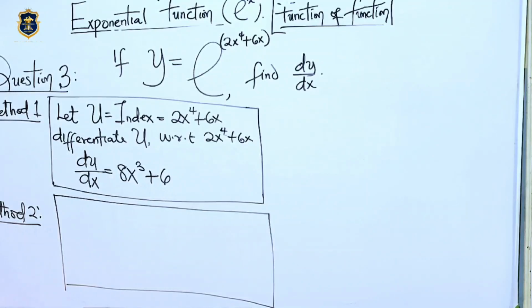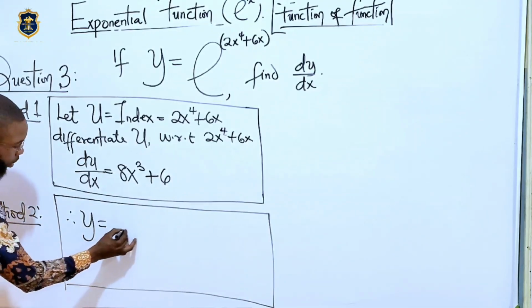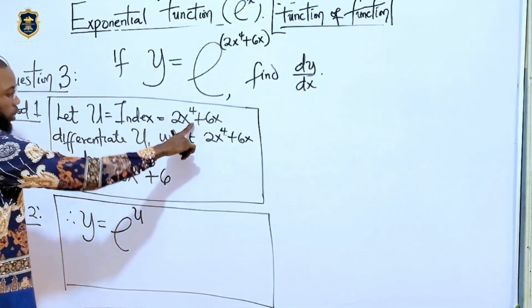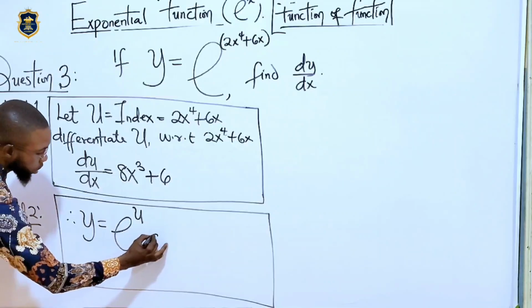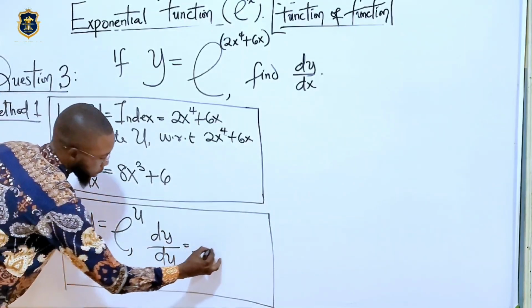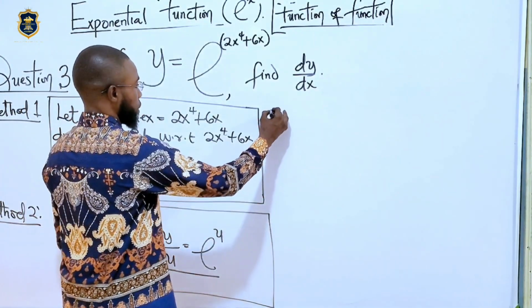Tell me now, guys. We replace now, right? In method 2 we can say y is equal to e raised to the power of u, because u is already the index, right? And we differentiate, our dy over du becomes the same thing, e raised to the power of u. So we now know what our dy over du is and what our du over dx is. So step 3.